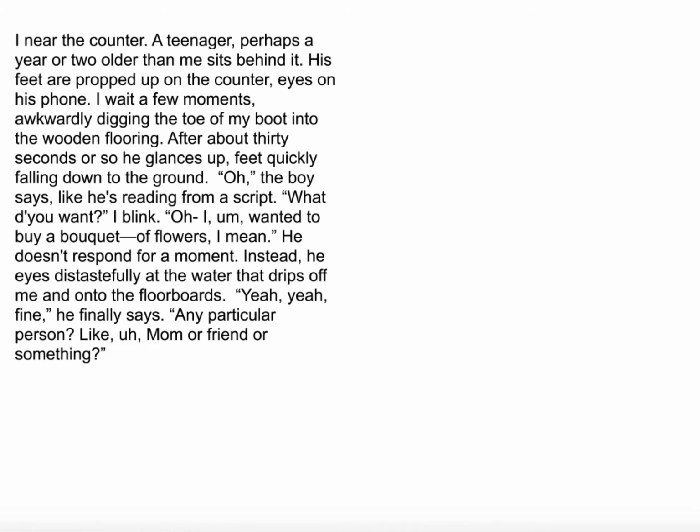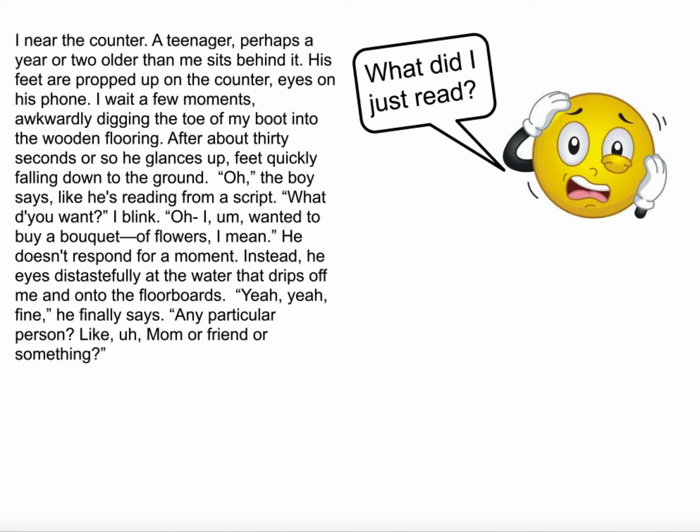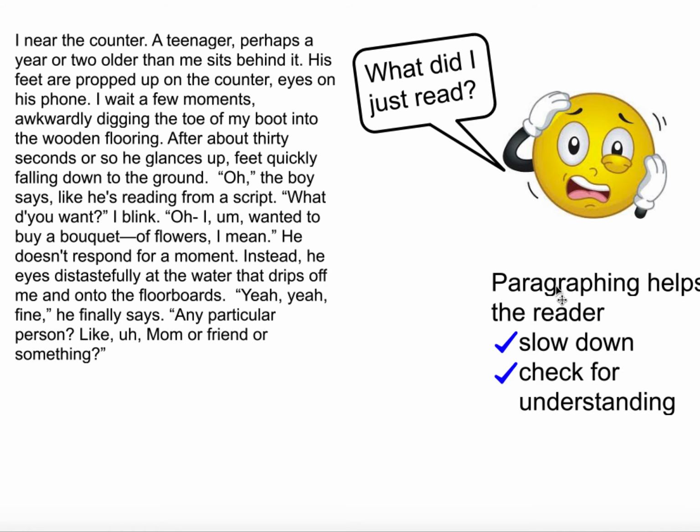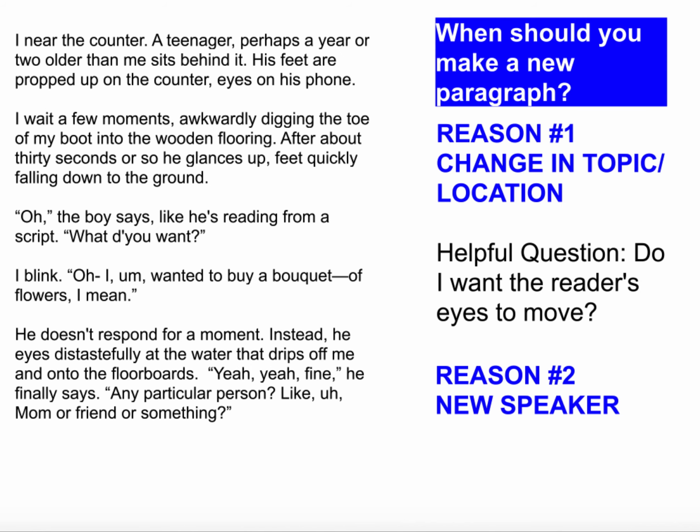When I read a chunk of narrative text that has no paragraphs, I'm like, what did I just read? I have such a hard time as the reader tracking the events in the story, especially tracking who is speaking when there aren't any paragraphs. Paragraphing helps the reader to slow down and to check for understanding. So this is what it should actually look like.